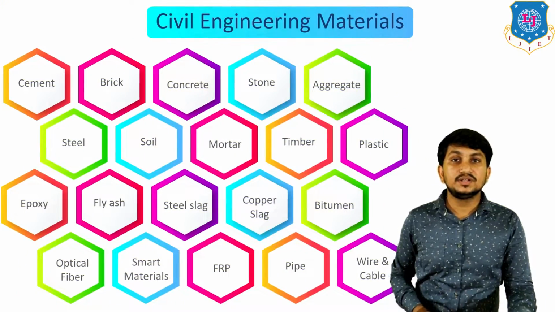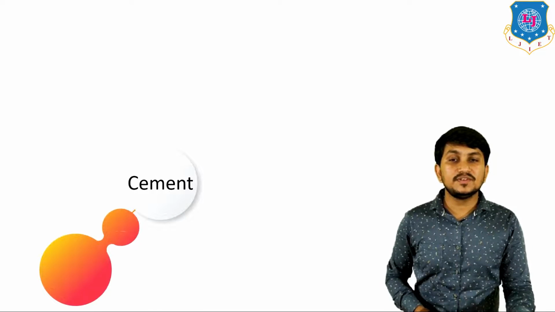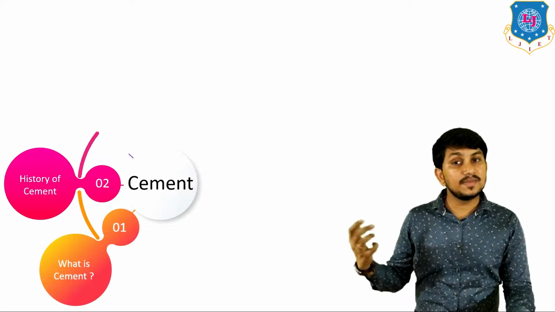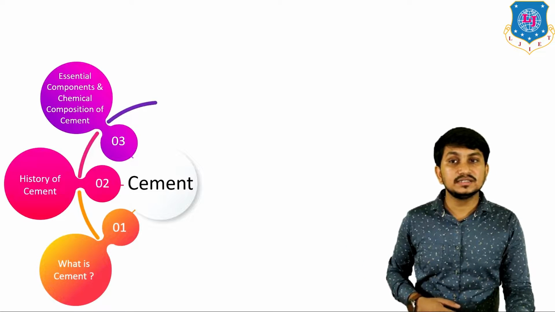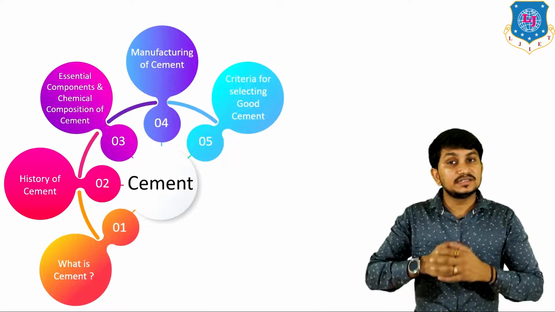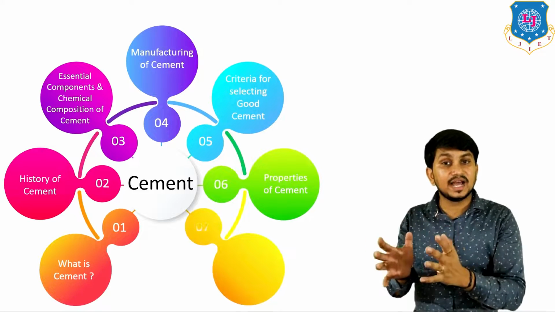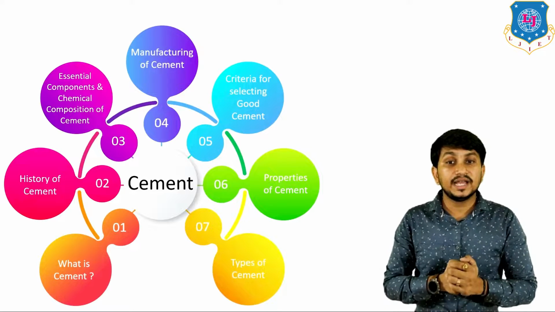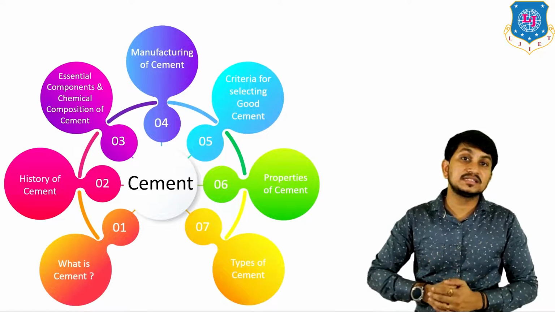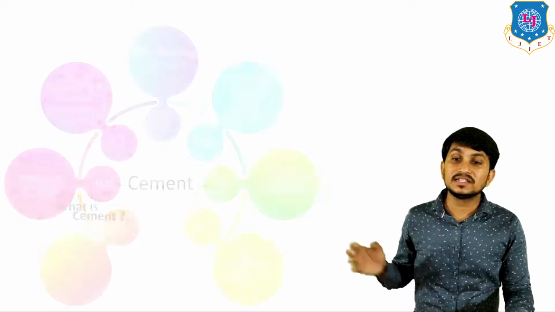In this lecture, we will cover cement first. We will discuss what is cement, then the history of cement, then the essential components and chemical composition of cement, then the manufacturing of cement, then various criteria for selecting good cement, then various properties of cement, and lastly various types of cement which are used nowadays. Okay, let's start with what is cement.